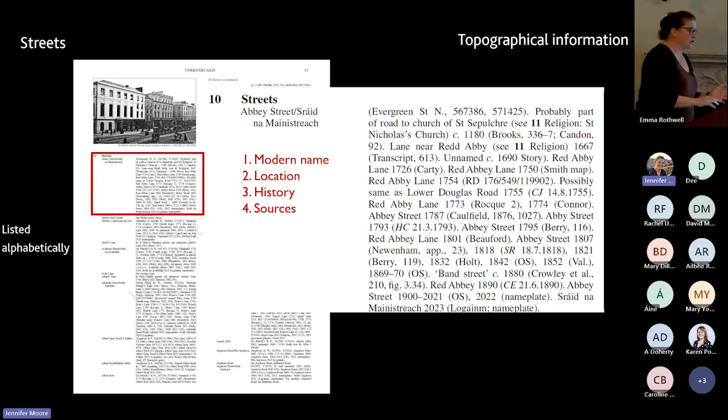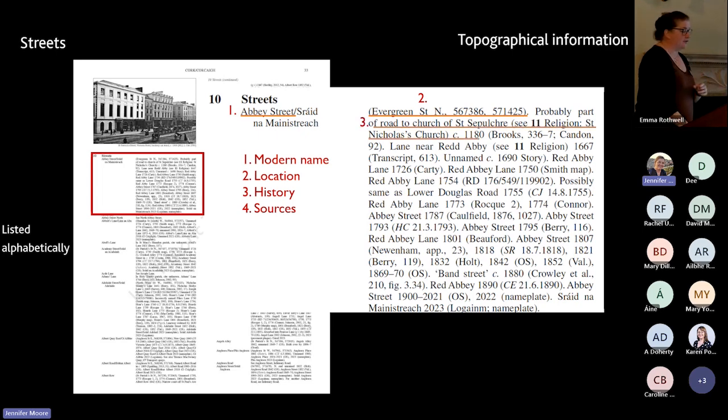So every entry is going to have a modern name. And because we're an atlas project, we're really concerned about the location, the history of that site, the chronology of that site, and the sources attached to that. So in this case, Abbey Street is a modern name. The location, we know it's north of Evergreen Street. And these digits here, they're the ITM, the grid reference that can be put into the GeoHive maps that you saw from Angela and Sarah a little bit earlier on.